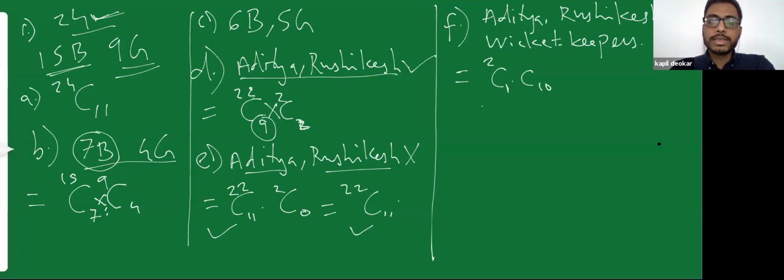So how many rest of the options are there? The rest of the options will be 22. So I can say that out of another 22 options, I can select another 10 players.